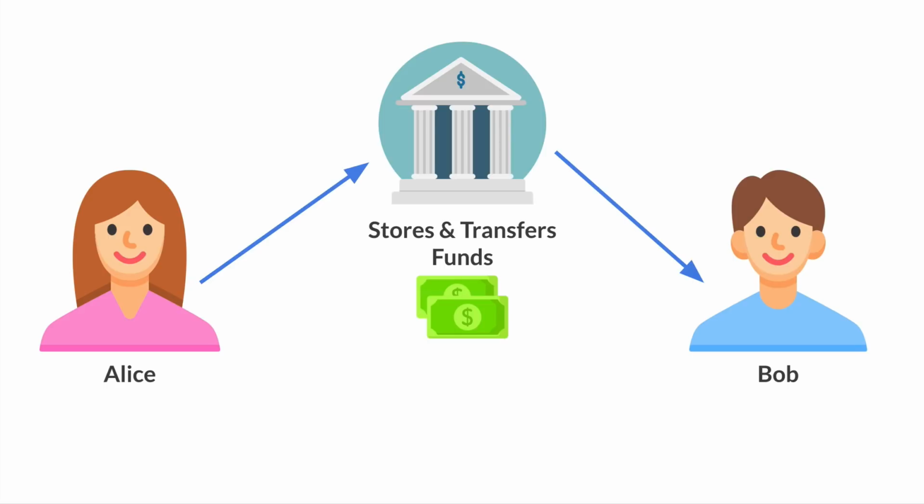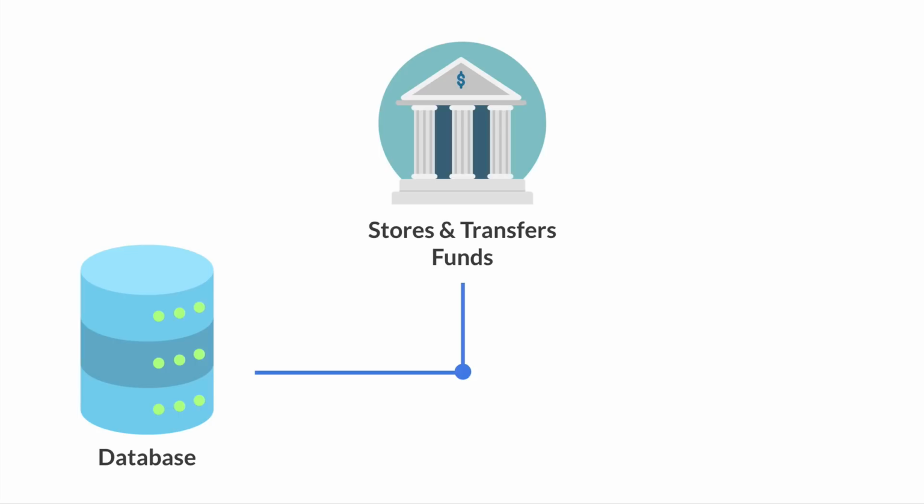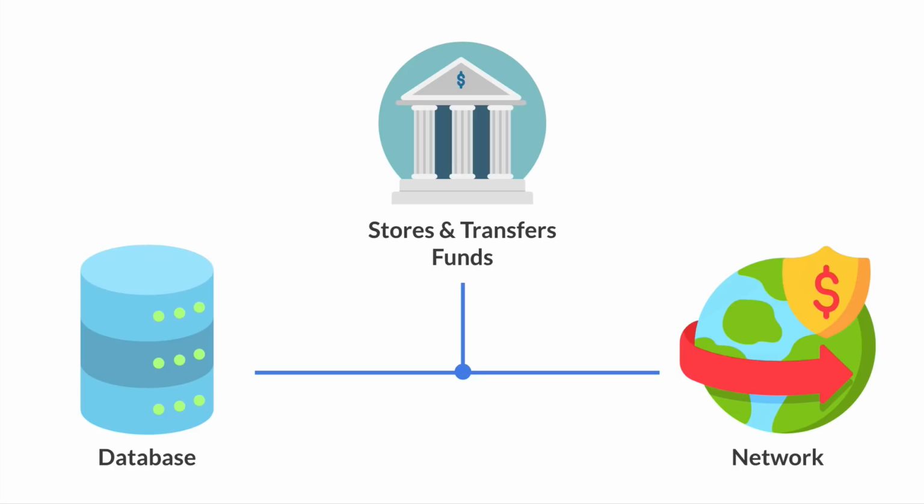Behind the scenes, the bank has two primary technical features that make this possible. A database. The bank maintains a database ledger of all Alice's transactions to determine her account balance and transaction history. And a network. The bank uses a network to process wire transfers so that funds can be sent from her account to Bob's.